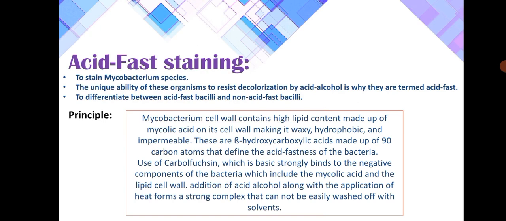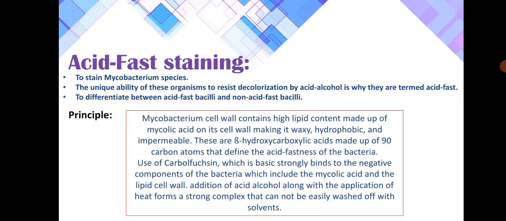Acid-fast staining. To stain mycobacterial species. The unique ability of these organisms to resist decolorization by acid alcohol is why they are termed as acid fast. The method is used to differentiate between acid fast bacilli and non acid fast bacilli.